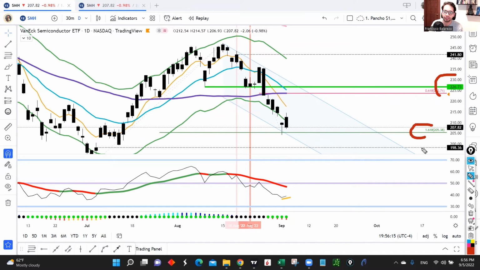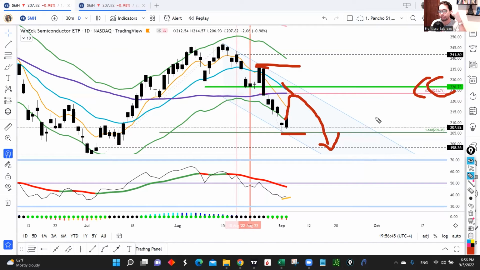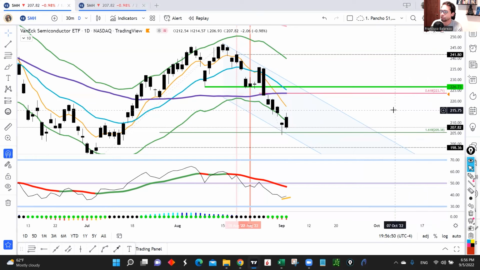Now you can see that we are already extended. That's the 1618 extension measured from this swing to this swing right here. We stop right there. We actually print a hammer candle, so I'm expecting kind of a retracement here. Now, I have the 0618 retracement here measured from this high to this low. If we happen to get a rally into that 0618 level and this 21 exponential, I think that's going to be a perfect place to manage a short position using 226.73 as my covering guide, and then look for more continuation to the downside in SMH.